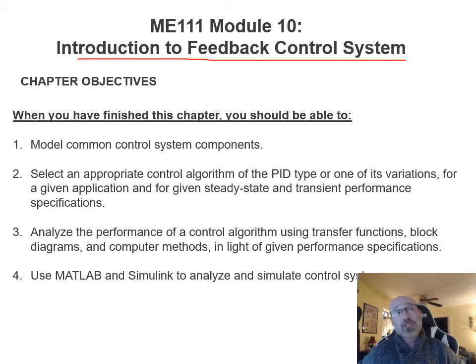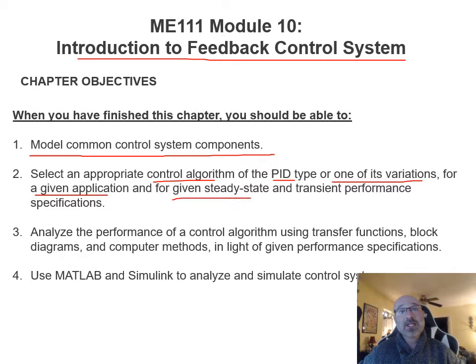So within this chapter, a couple things we're going to cover. We're going to take a look at some common control system components. We're going to select appropriate control algorithms of the PID type or one of its variations for given applications for a given steady state and transient performance specifications. So again, we're talking about how these specifications are going to affect how we set up our control systems.